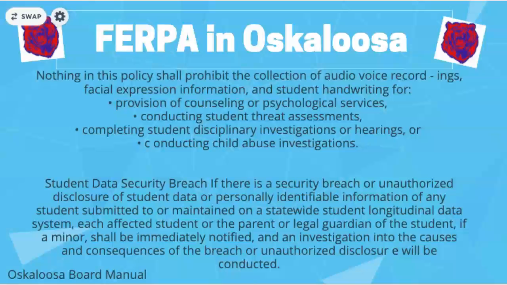Student data security breach: if there is a security breach or unauthorized disclosure of student data or personally identifiable information, or PII, of any student submitted to or maintained on a statewide student longitudinal data system, each affected student or the parent or legal guardian of the student, if a minor, shall be immediately notified, and an investigation into the causes and consequences of the breach or unauthorized disclosure will be conducted.